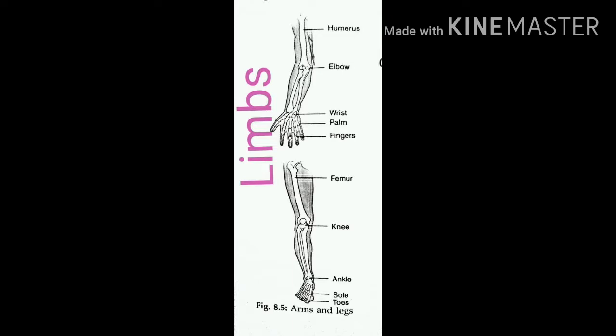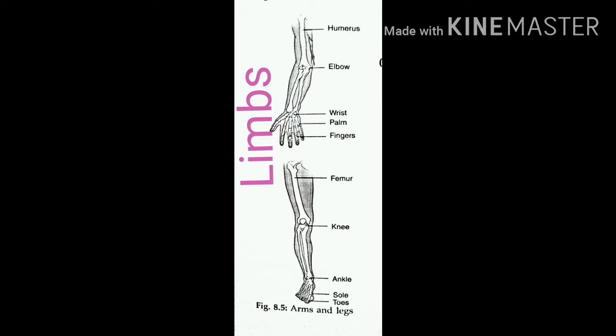First we'll see arms. Each arm has three main parts. First one, the upper arm has a long bone called the humerus that fits into the shoulder bone.